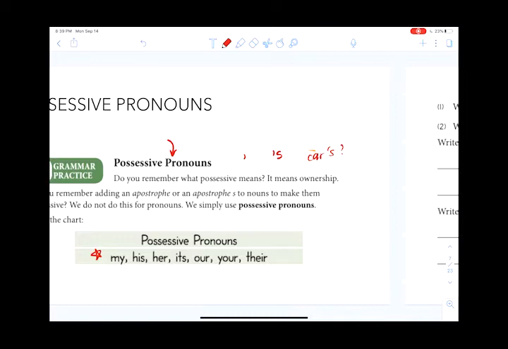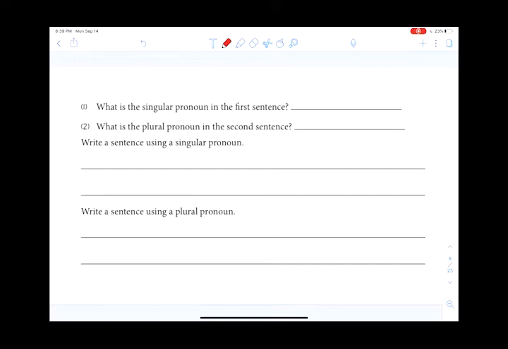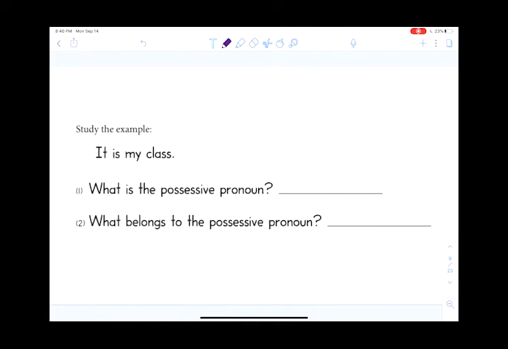Study the example. It is my class. What is the possessive pronoun? The possessive pronoun is my. What belongs to the possessive pronoun? The class. It is whose class? It's my class. Again, the possessive pronoun is my, and the class belongs to the possessive pronoun.